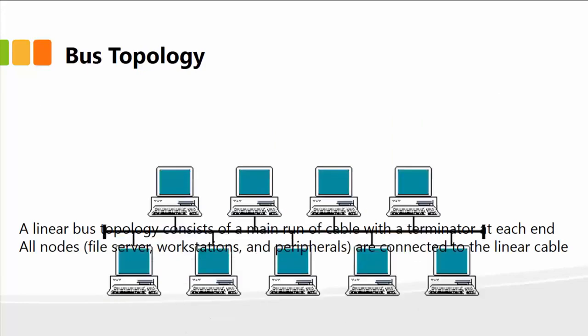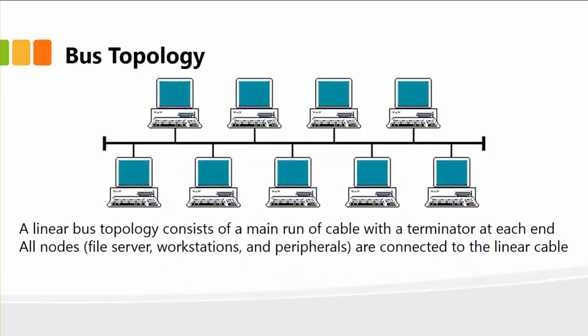So what is a bus topology? A linear bus topology consists of, like I mentioned earlier, a main run of cable with a terminator at each end, and all computers, your nodes for example, such as file server, workstations, and other peripherals such as printers, are connected to the linear cable. And you can imagine that if there's a break in the cable, right, at any point, the connection would break among computers and devices.